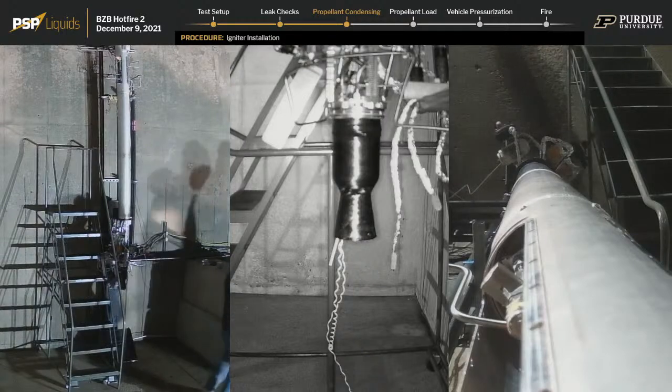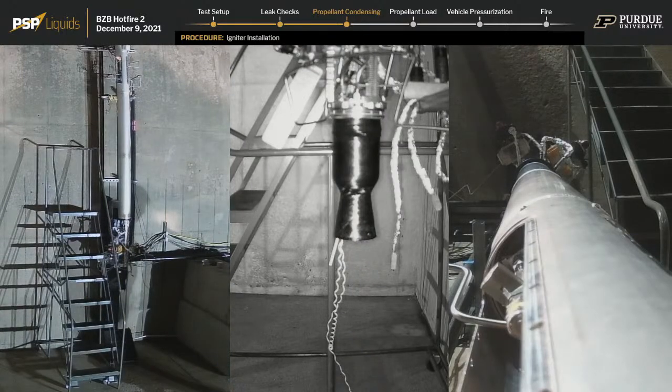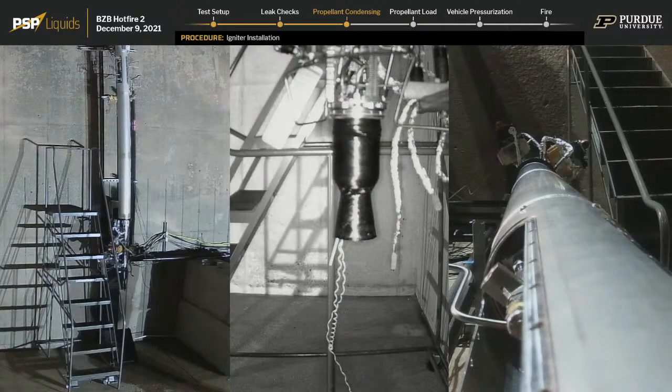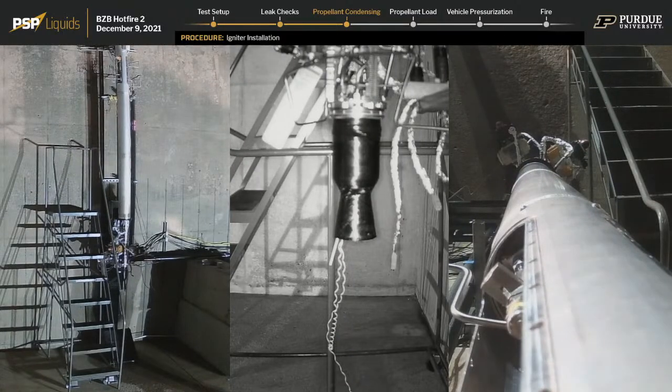There are a lot of transportation difficulties that we've had to figure out during this project. Moving an entire system from West Lafayette, Indiana, across the country to the Mojave Desert in California.